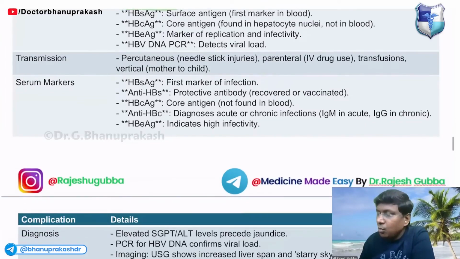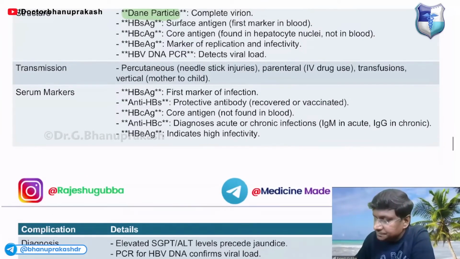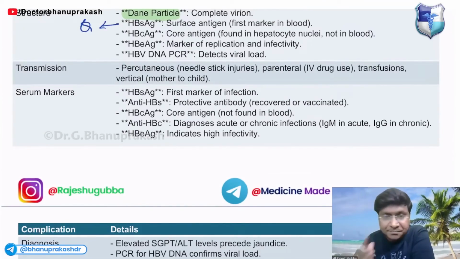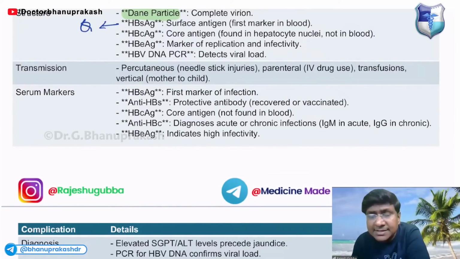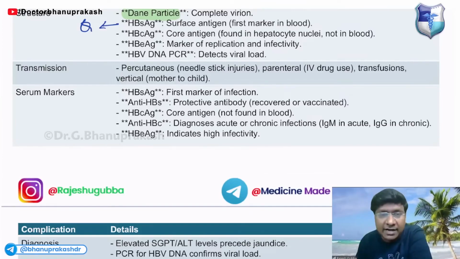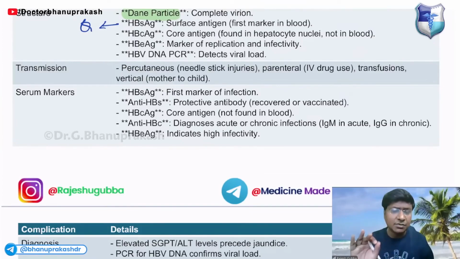Now, this is a question here. What is the serological marker that appears first in case of viral hepatitis? That is HBsAg. So if questions are to be asked on viral hepatitis, the question will be on the serology.